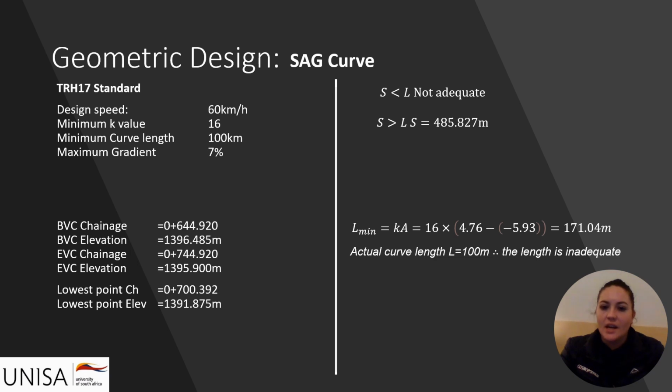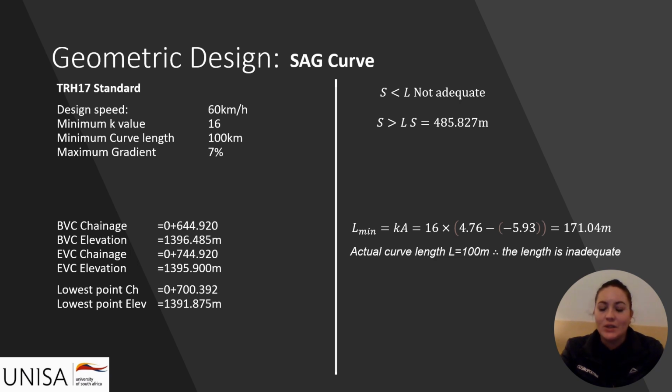From the design, I could then obtain the PVI chainage and elevation. I used the minimum length of 100 meters for the design and obtained a gradient of minus 5.93% coming in and positive 4.76% going out. This is below the maximum previously stated. This is due to the fact that the curve type is a sag curve.